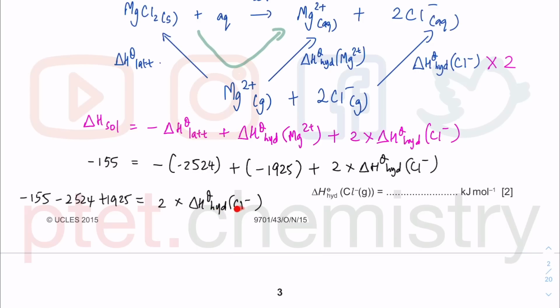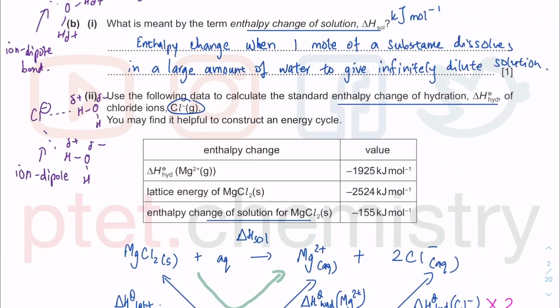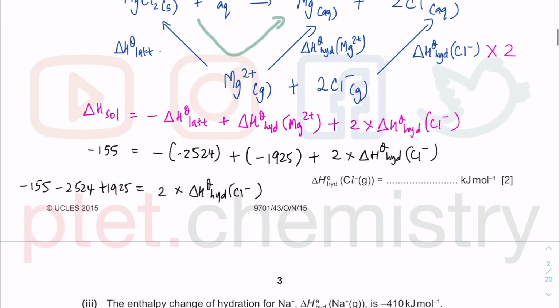I expect my hydration enthalpy to be negative because I am forming ion dipole bond from something that has no interaction between the gaseous particles at all, and then I'm surrounding it with water and just forming that ion dipole bond without breaking anything. The formation of ion dipole bond is exothermic. So if my answer is not negative, I know something is wrong.